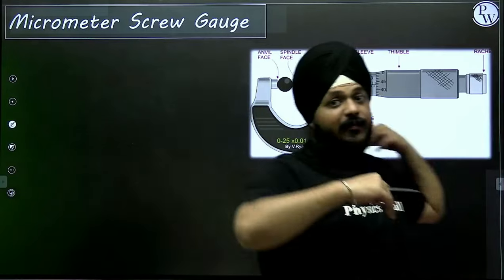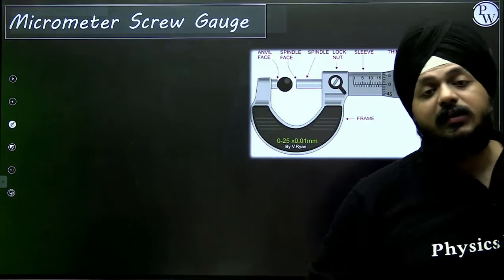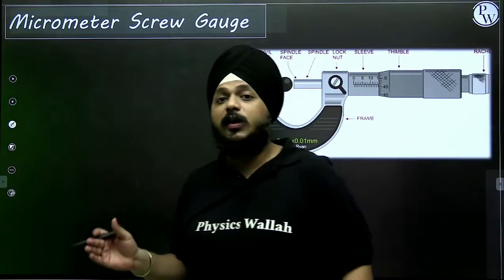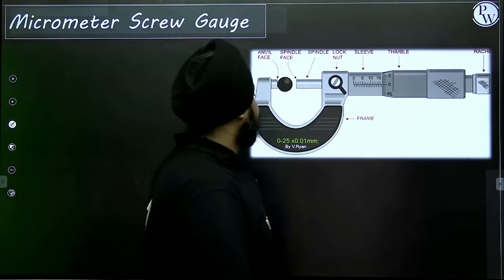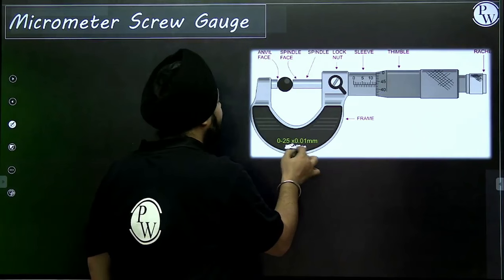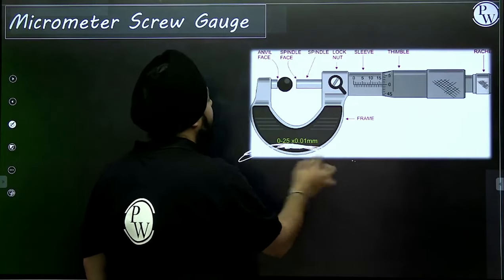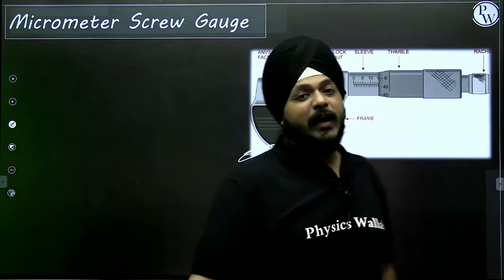If you are completely aware of the micrometre screw and the Vernier caliper, then it will be quite easy to understand this stuff. Now, what is a micrometre screw gauge?